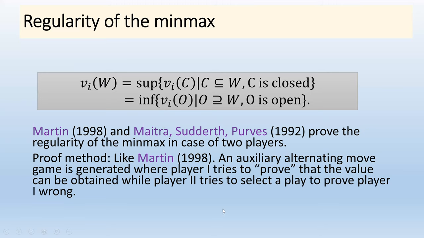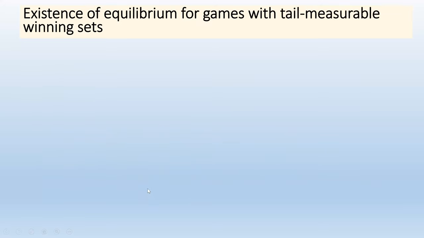We use auxiliary alternating move games where player one, you saw this method already, tries to prove that a value can be obtained. Player two tries to prove him wrong. So similar methods, slight alteration, and the proof works for more than two players. And this is the thing that we will employ to get existence of equilibrium and to get the characterization of the set of equilibrium pairs.